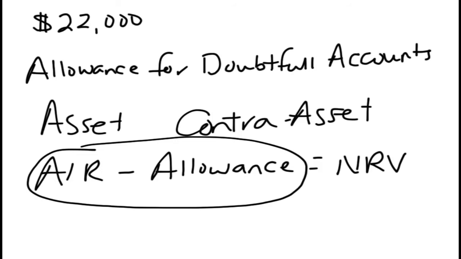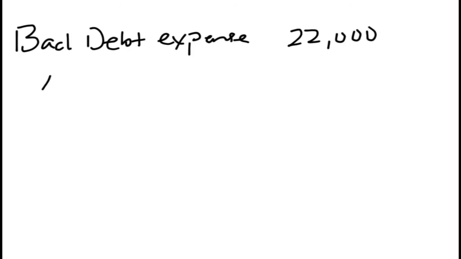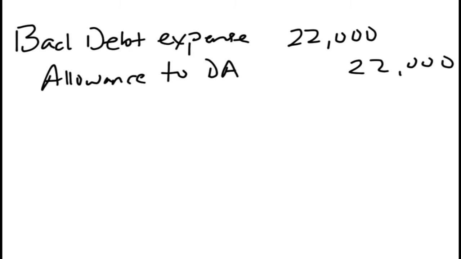So when we go to set up this allowance account to begin with, this is what our entry would look like. We would debit or increase bad debt expense for, say, that $22,000 we talked about. And we would credit, which is also an increase, to the allowance for doubtful accounts for $22,000. That sets up the allowance account. So now it's sitting there waiting and ready for us to use when we find accounts that are uncollectible.